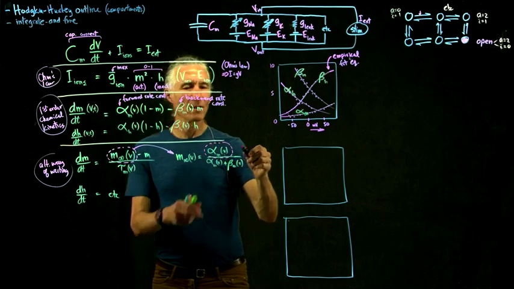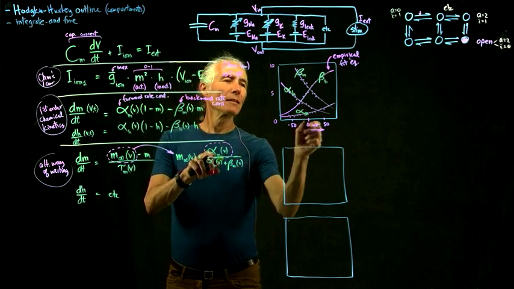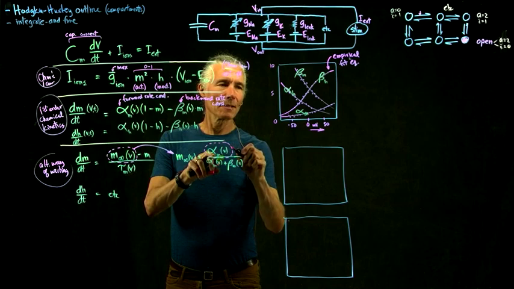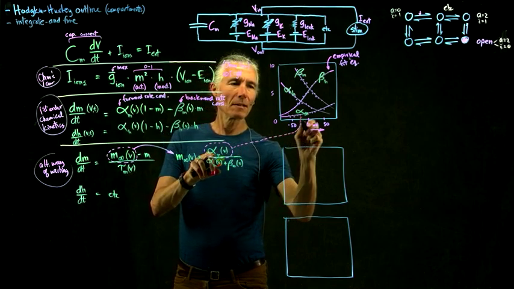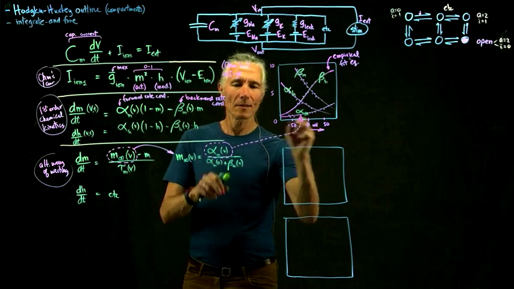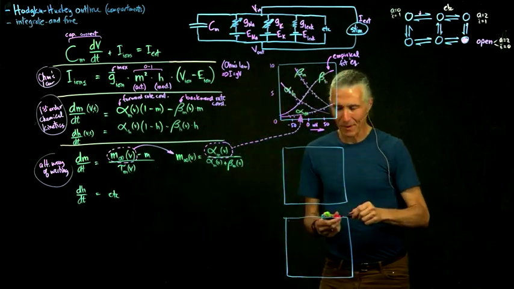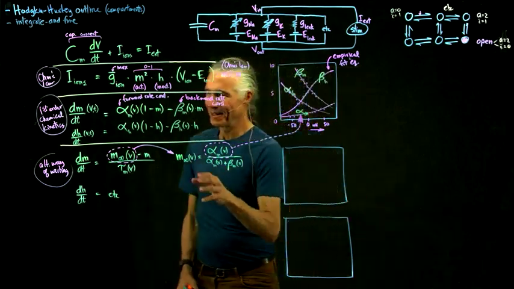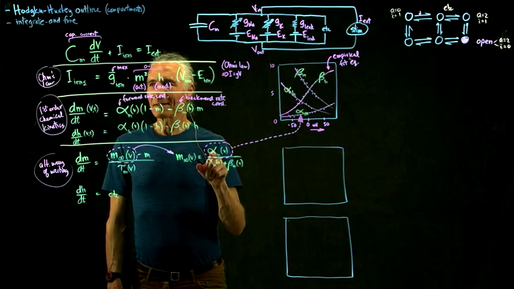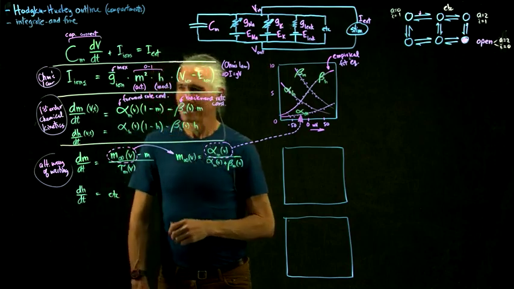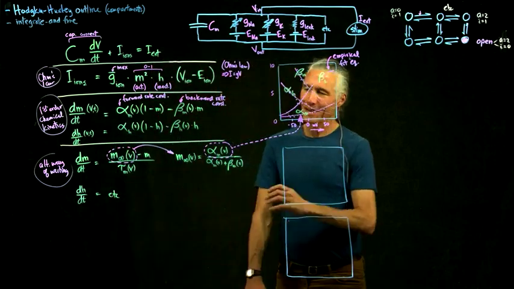Let's just draw one of these. So that's the bottom one. That's the voltage dependence of the forward rate constant for the activation variable.